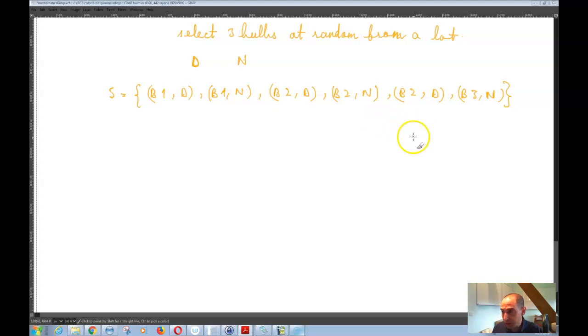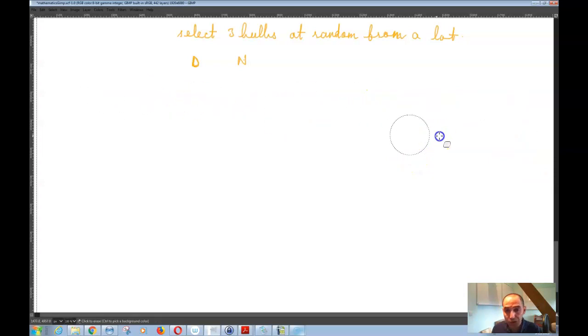It seems that I didn't understand the question right. So the question is, suppose 3 bulbs are selected at random from a lot. Each bulb is tested and classified as defective or non-defective. Meaning that all of the bulbs that you have over here have actually been tested and classified as defective or non-defective.